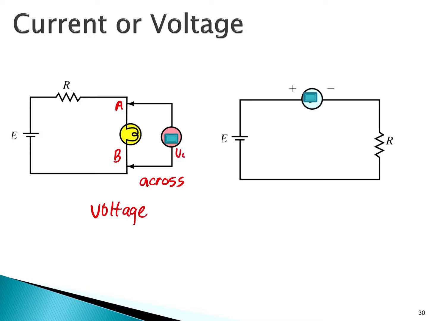So this is a voltmeter. Over here, notice this is a single point, and this has been added in the loop as a single point measurement. This has got to be measuring current, so this is an ammeter. And we can tell that simply by the way it's connected in the circuit.